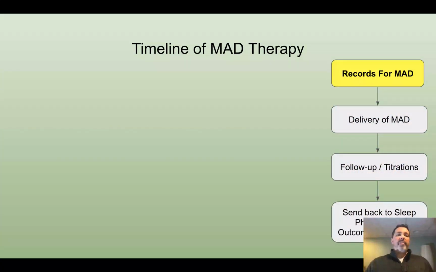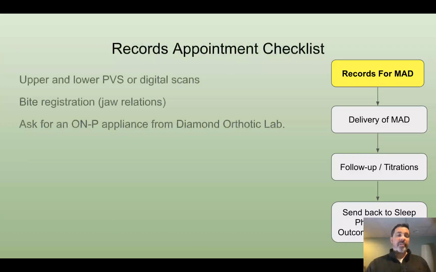But how do we do this? So how do we go from, okay, we have a patient that has sleep apnea, and I want to improve their quality of life? Well, the first appointment that you're going to see the patient is what's called records. Pretty basic. All you're going to do is an upper or lower impression. You can do that with either PVS or your impression material of choice.